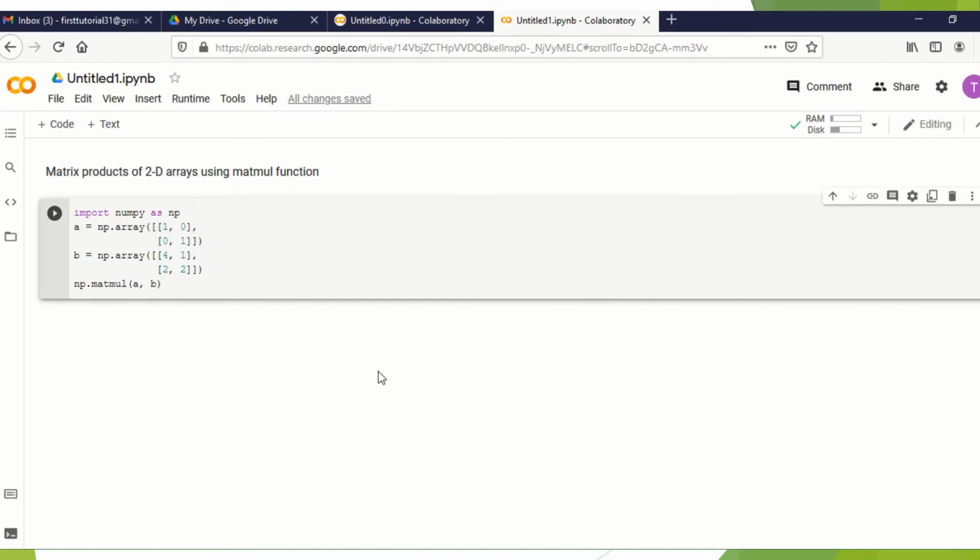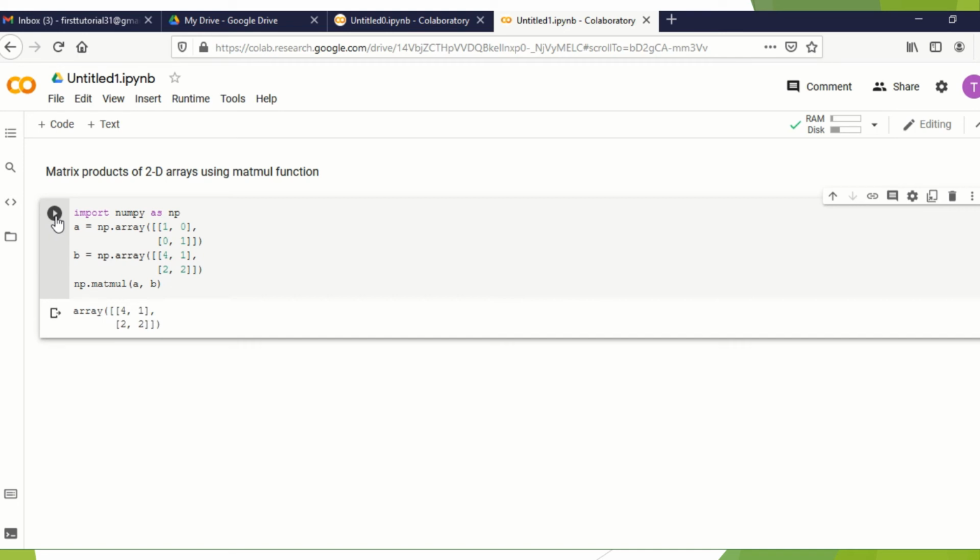Here we import numpy as np. We define two arrays A and B. Then we write down np.matmul(A, B), which produces the result of the multiplication of A and B. Now I run it. So this is our result of the multiplication.